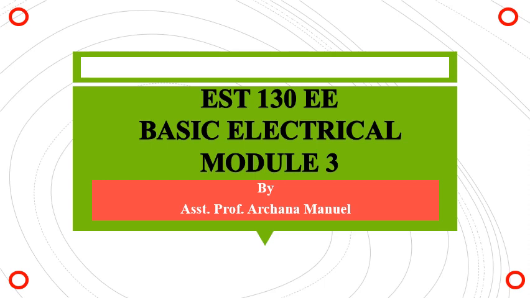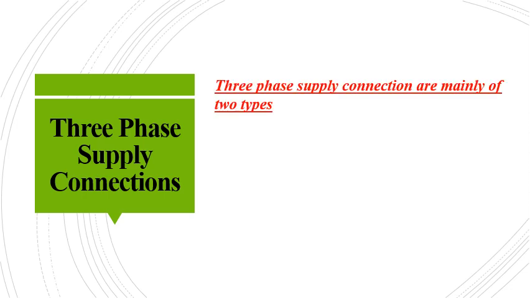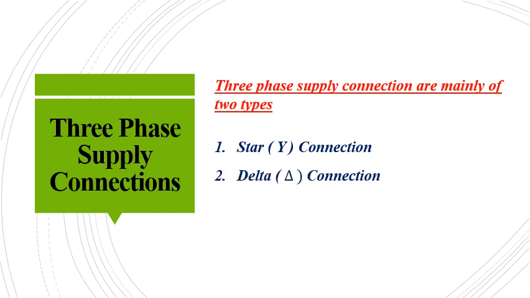Welcome to the 9th video lecture on Module 3 of Basic Electrical. In this, we are going to see in detail about three-phase supply connections. We know that in a three-phase system, we are having three phases or three sets of coils. These coils can be connected in two ways. One is known as the star connection and the second one is known as the delta connection. Let's see each of these connections in detail.